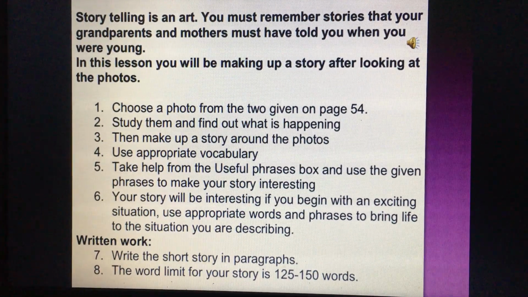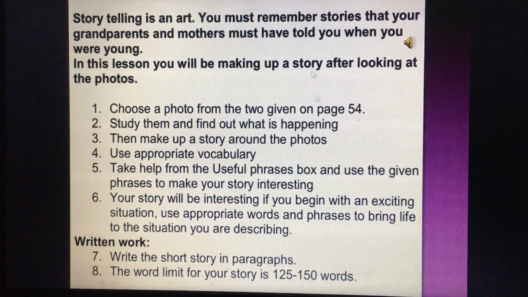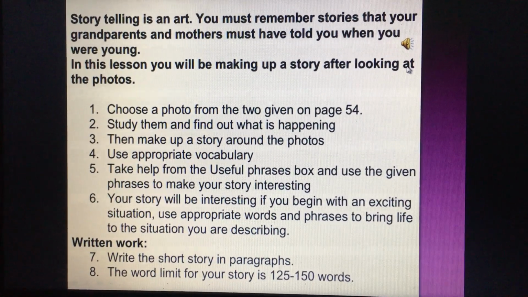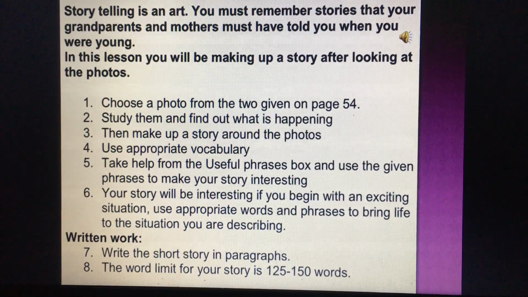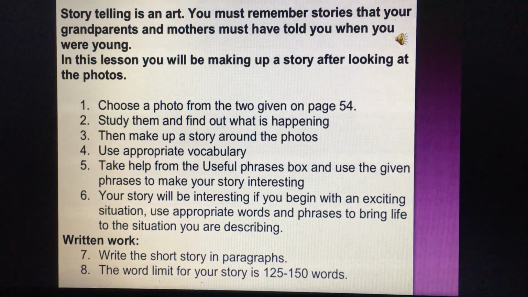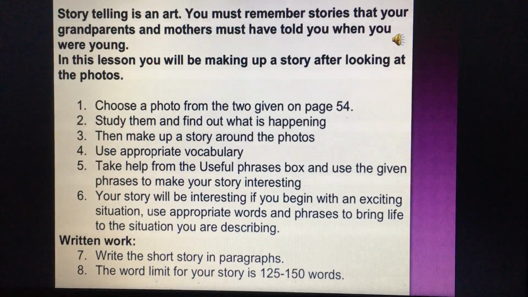So you have to write a story and it must consist of 125 to 150 words. But you have to write the story in different paras. It must be not more than 3 or 4 paras. Okay?